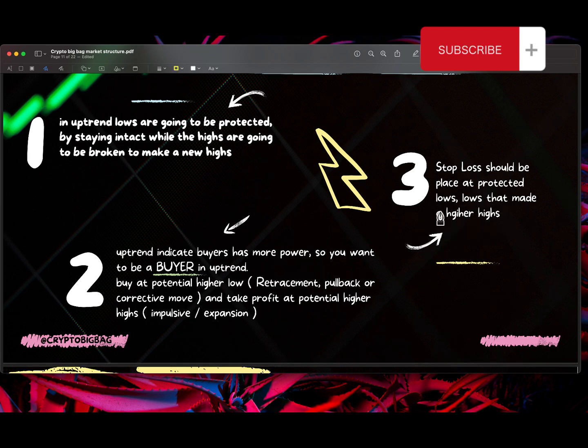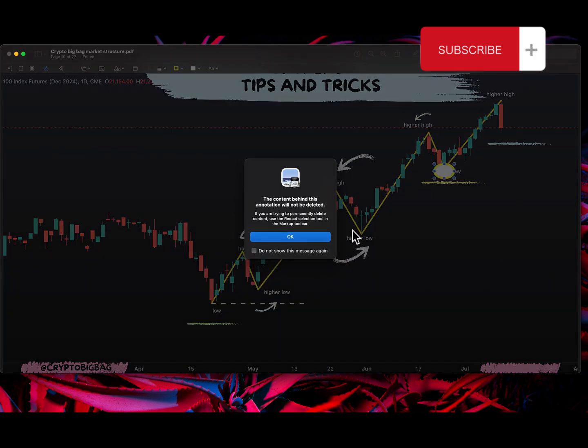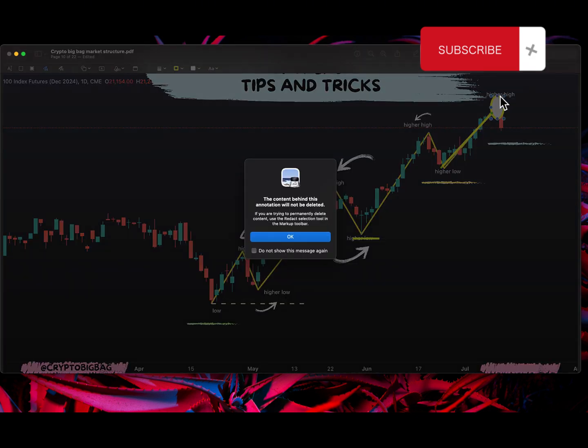So let me go back here. You identify, okay, this is an uptrend. Let's say you want to buy at this point. You buy this potential higher low. You buy there, your stop loss is going to be here at the protected low, while you take your profit at the potential higher high.